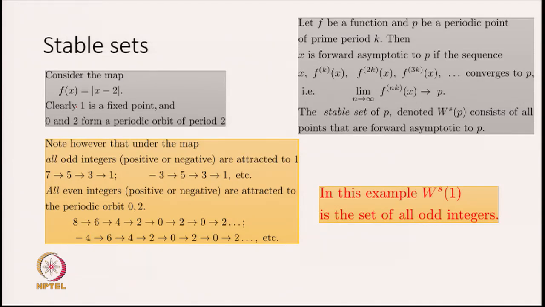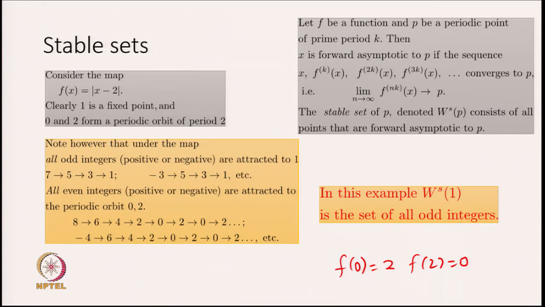Now, clearly for this function 1 is a fixed point, because f of 1 is 1 minus 2, which is equal to minus 1, modulus of that is 1. So, 1 is a fixed point. You can also see that the points 0 and 2, these integers, will form a periodic orbit of period 2, because f of 0 is equal to 2 and f of 2 is equal to 0. Therefore, f2 of 0 is equal to 0 and it is a periodic orbit.